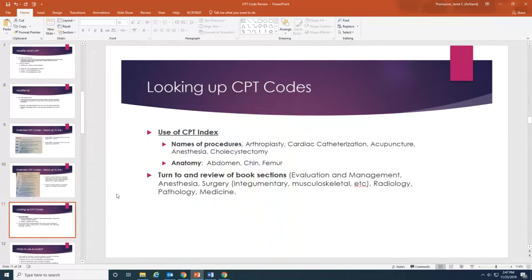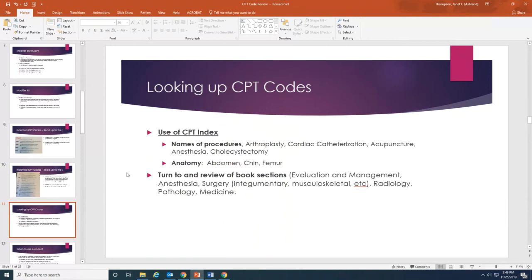All right, just some general review on looking up CPT codes. We have an index, so that makes it handy. It's just like using our ICD-10 book, except we look up by names of procedures. Whereas with ICD-10, we look up the diagnosis, the ailment, what's making you sick, what's wrong. Here we are focusing on procedures, so we might look up arthroplasty, cardiac catheterization, acupuncture, anesthesia, cholecystectomy, which is a good medical term. It's removal of the gallbladder. You can also find procedures under an entry for anatomy, like if you look up abdomen, chin, or femur.